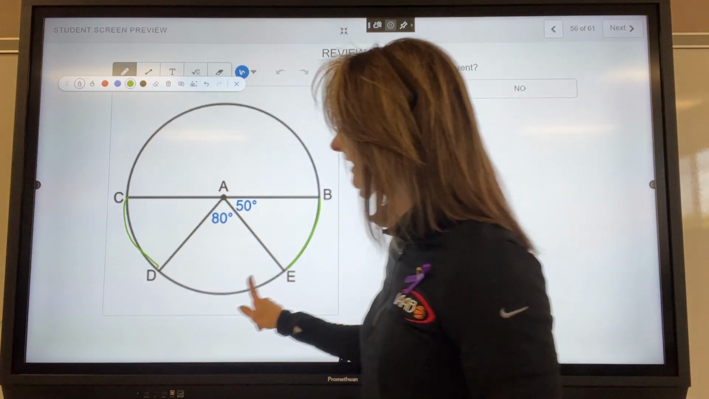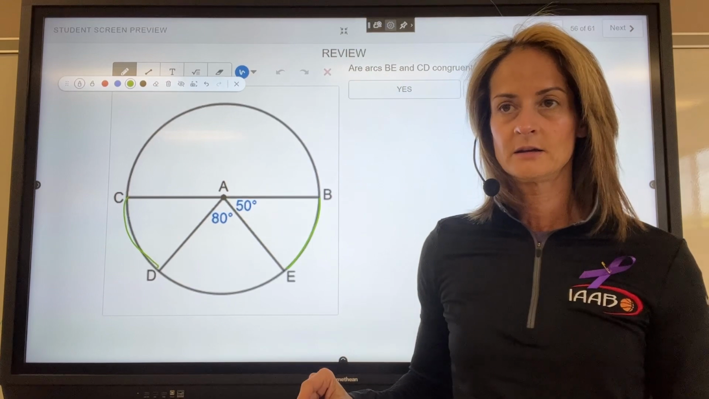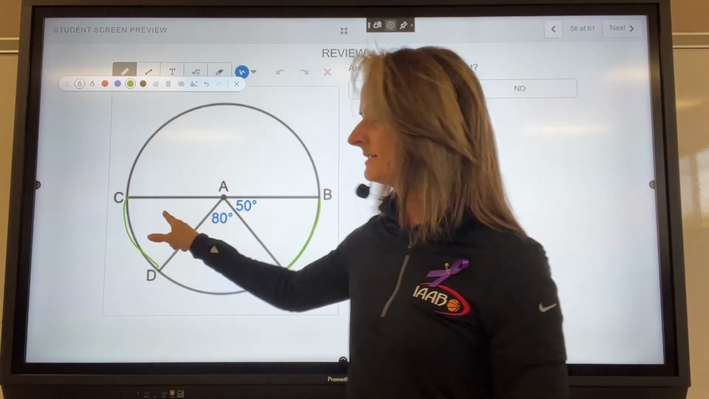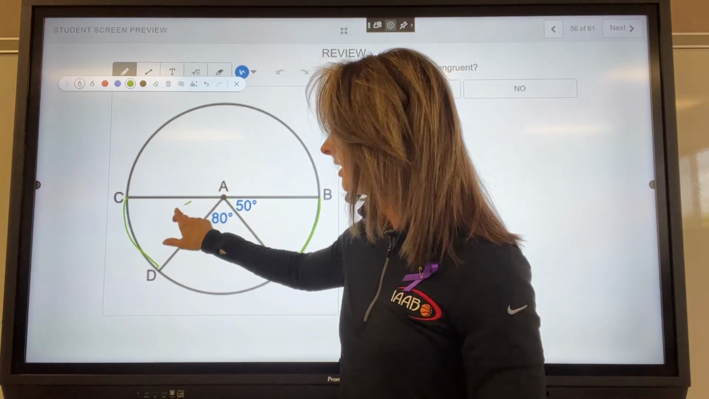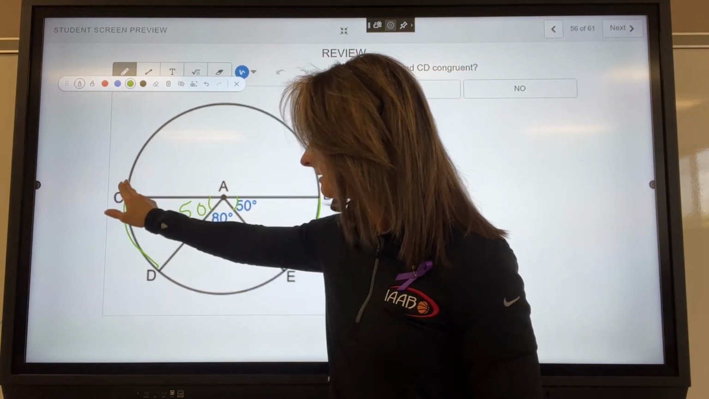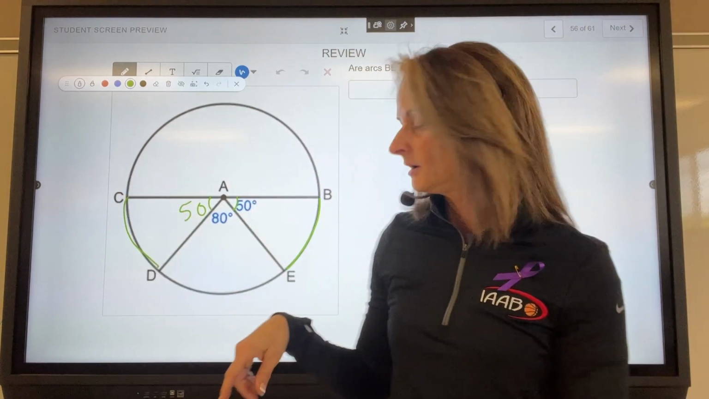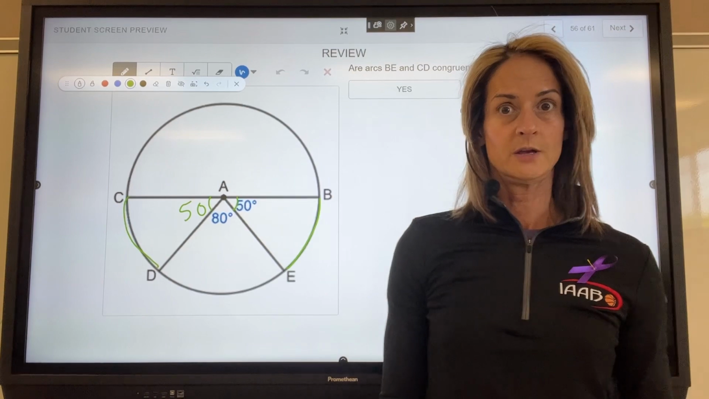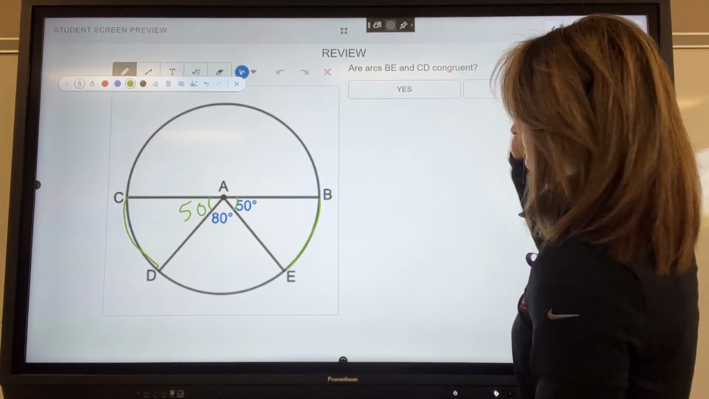We know this entire half of the circle is 180. So if this is 50 and that's 80, this one has to be what? 50. Okay, so the measure of this angle is 50 and that angle is 50, and they're on the same circle. These arcs should be also 50 degrees. They should be congruent. So, yes.